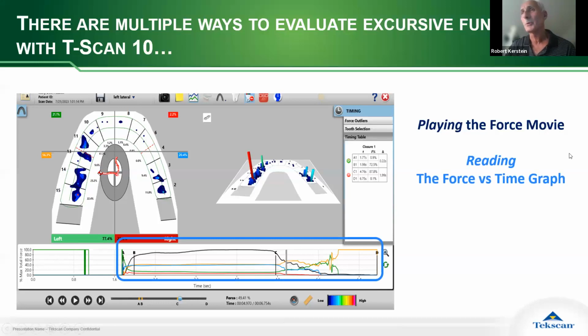This is probably the most important skill of all, and we talked about this last time: reading the force versus time graph.